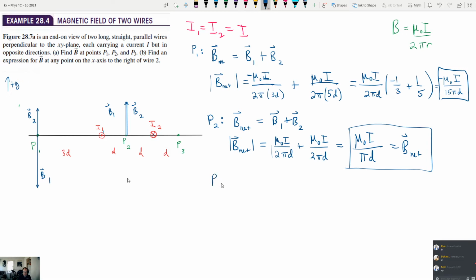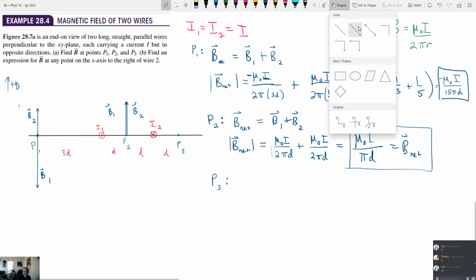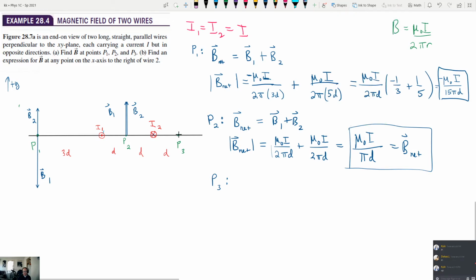Okay, P3. Point 3 is right here. Now again, what's the direction of the magnetic field vector at point P3 for I1? How do I draw B1? Up, you say. I think that's correct. With our first picture, it was down, right? Because the current is going to create circular magnetic field lines that go counterclockwise like this. So if it's down over here, it's up over here. So that's going to be B1.